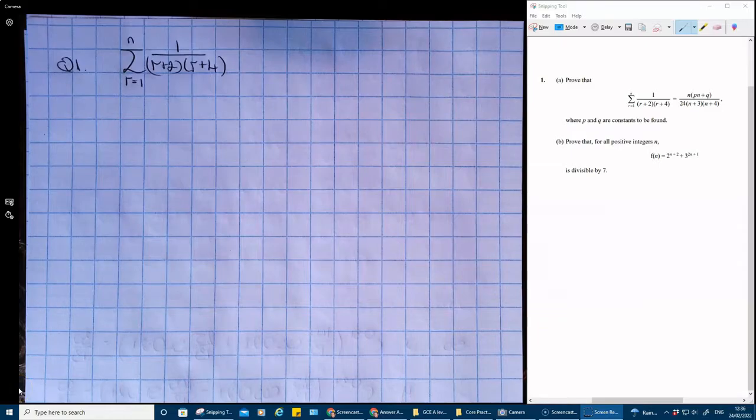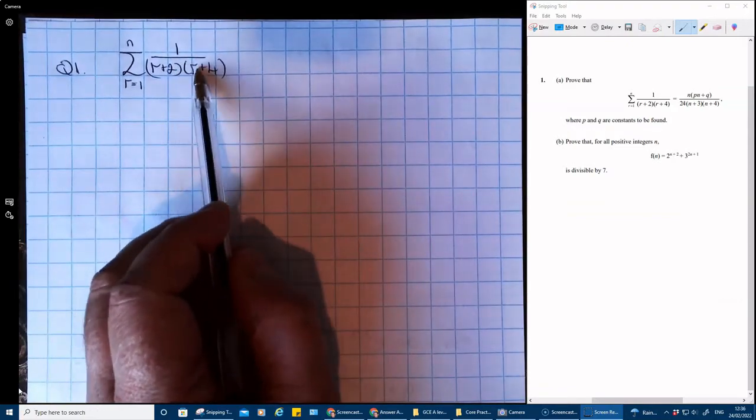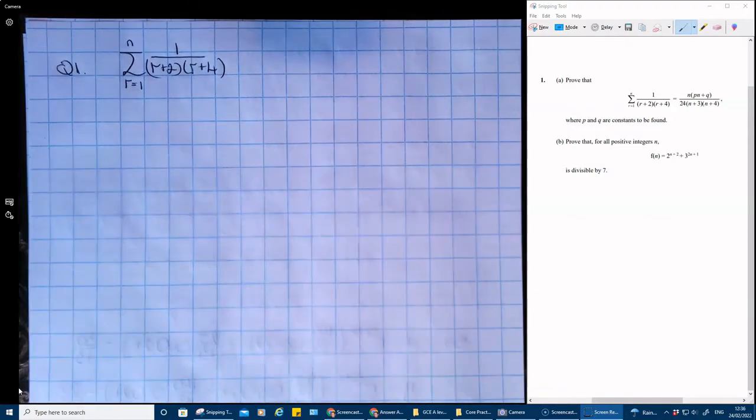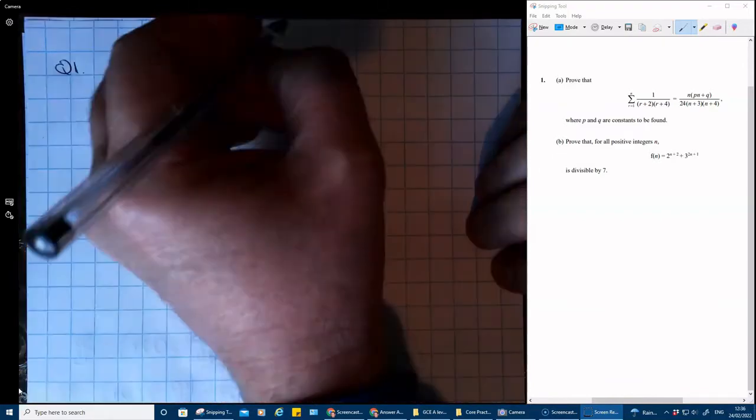Okay, this question is a "prove that". It doesn't tell us a method. If we were told what P and Q were, we could probably use proof by induction. Because we don't have a value for P and Q, we can't use that method. And because we've got a factorized denominator, we're expecting to use partial fractions, and therefore it's going to be the method of differences.